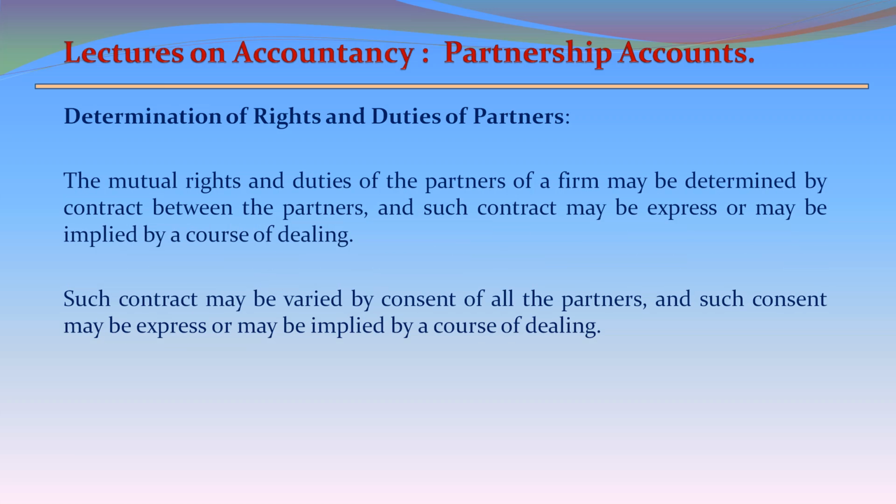Determination of rights and duties of partners. The mutual rights and duties of the partners of a firm may be determined by contract between the partners, and such contract may be expressed or may be implied by a course of dealing. Such contract may be varied by consent of all the partners, and such consent may be expressed or may be implied by a course of dealing.